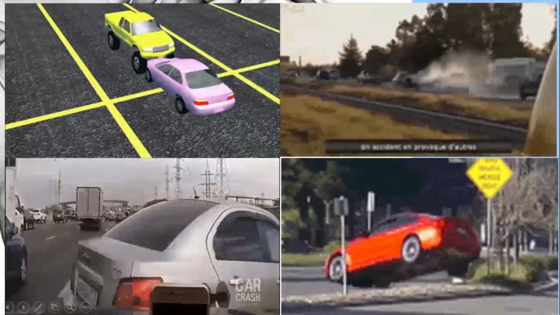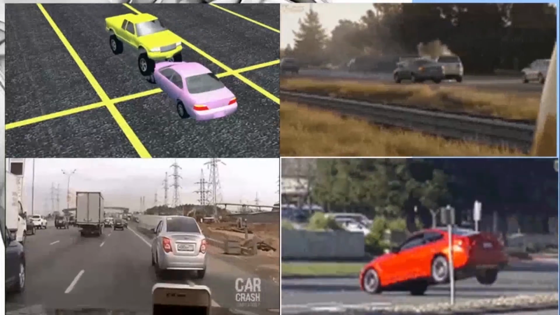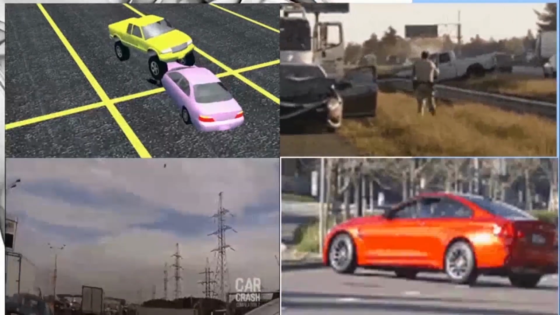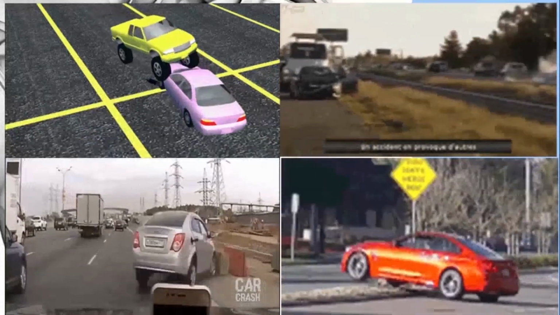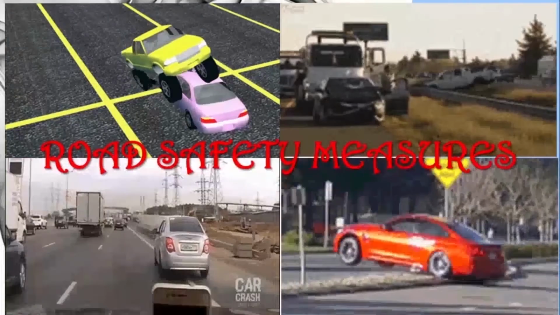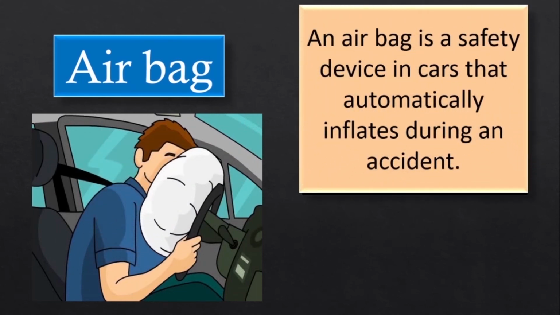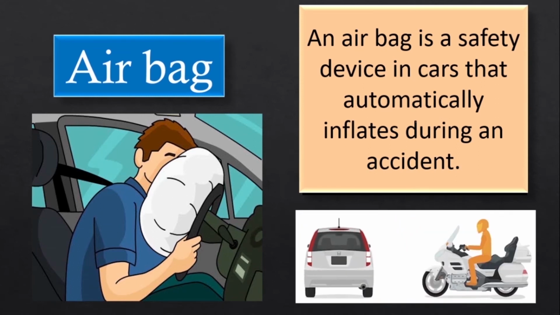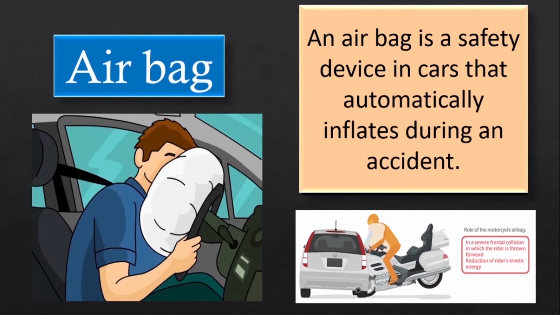When there is a car accident, the driver as well as the passengers decelerate rapidly. They experience a great force because of the change in momentum, which can cause injuries. So, in order to minimize accidents and prevent road users from being killed or seriously injured, safety measures were implemented. One of the safety measures is the use of airbag. An airbag is a safety device in cars that automatically inflates during an accident. The purpose of an airbag is to help the passengers in a car reduce their speed in collision without getting injured.